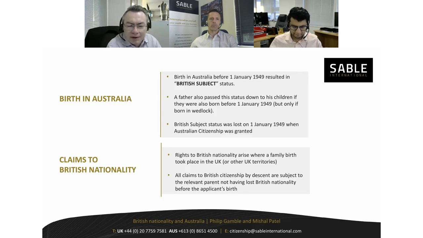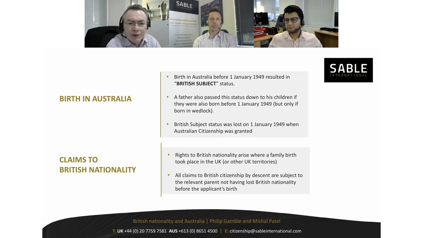When the 1st of January 1949 comes along, there's a change. Most of the larger Commonwealth countries are establishing their own identity, and local citizenships are formed. So citizenship of Canada, New Zealand, South Africa and Australia are all formed in this period. And generally speaking, British subject status was lost at this point.